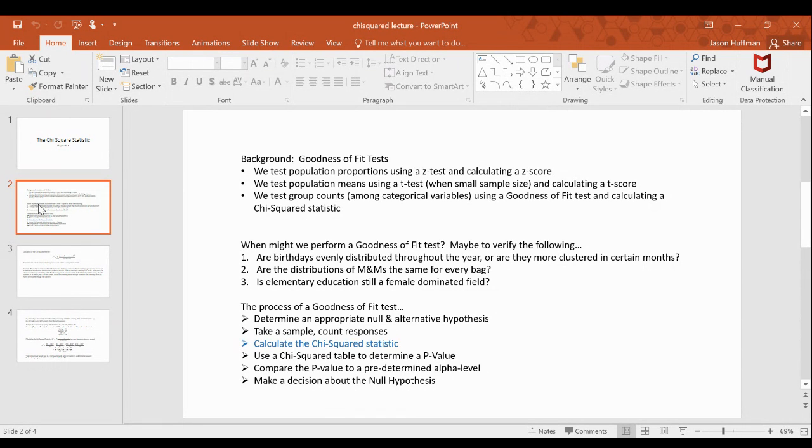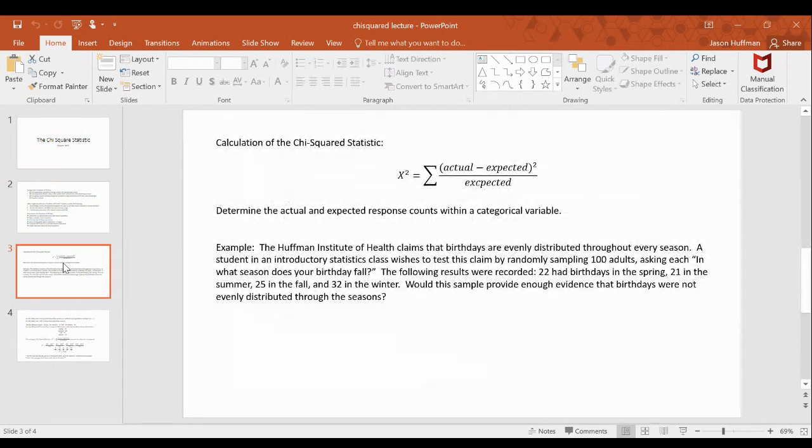We would then calculate the chi-squared statistic and use it with a chi-squared table, which is much like a t-table. I don't have one up, but a chi-squared table has a degrees of freedom column on the left. It has probability amounts on the top row. It has confidence levels on the bottom row, and in the middle of the table it has a grouping of chi-squared statistics, very similar to a t-table. We would use that table to determine a p-value. We know what p-values are. We can compare that p-value to a predetermined alpha level and decide whether to reject or fail to reject the null hypothesis.